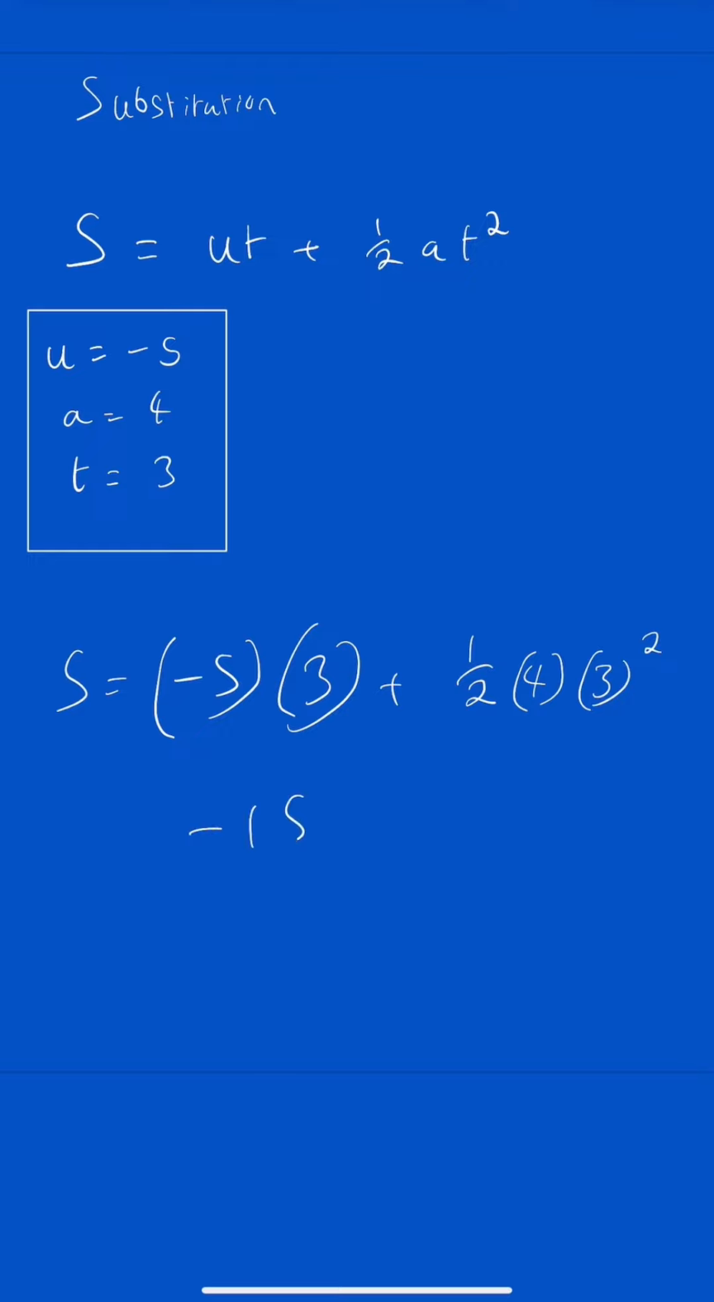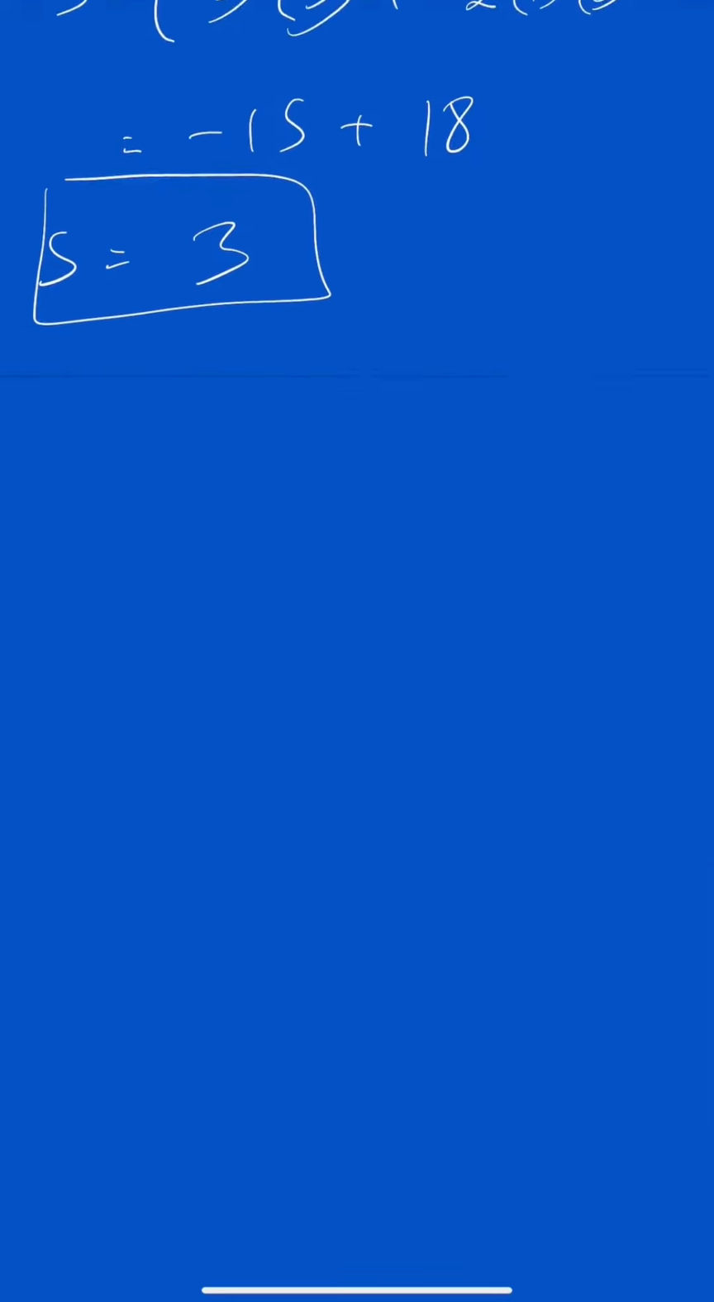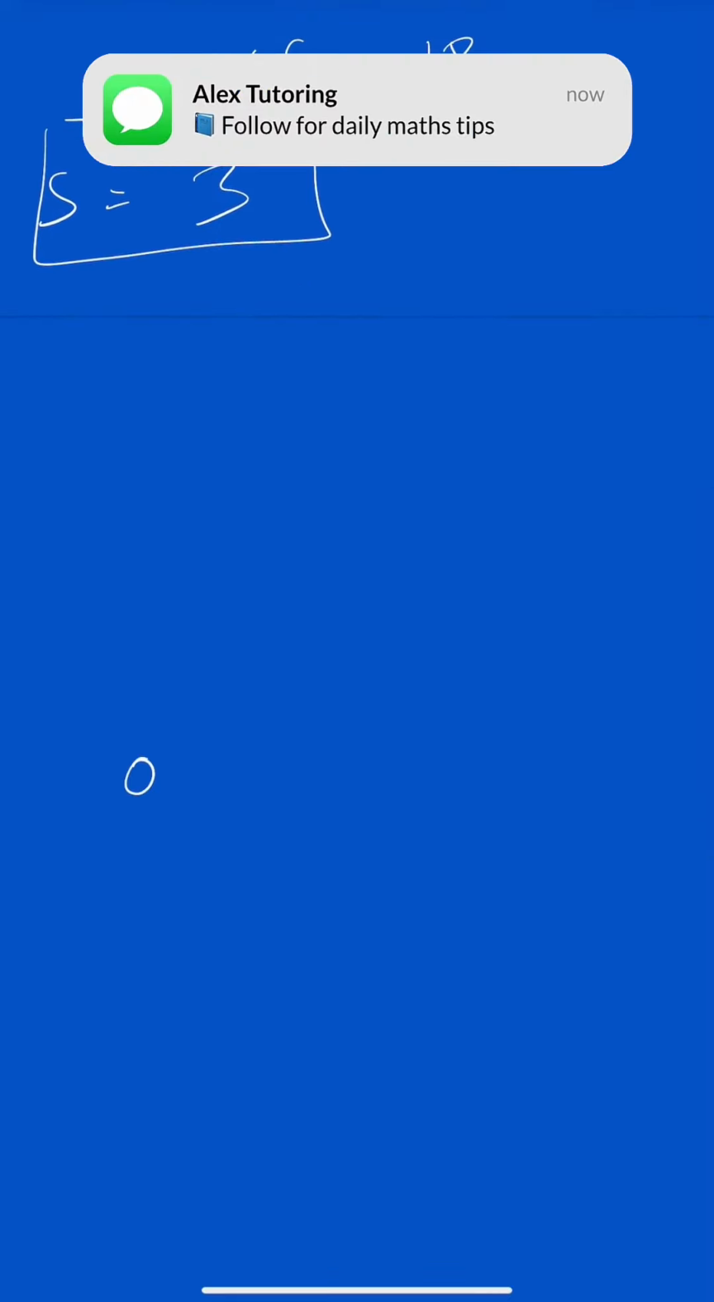So S is going to be minus 15 plus 2 times by 9. So it's going to be 18. So S therefore equals positive 3. Cool. Now there's another little question that this can actually help us answer.